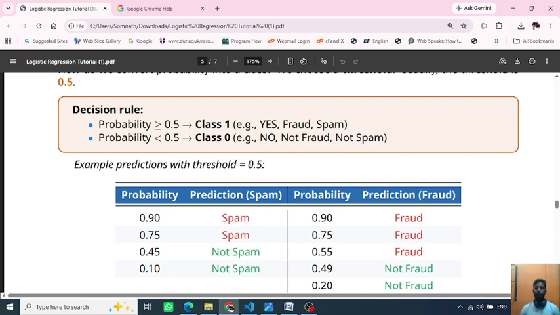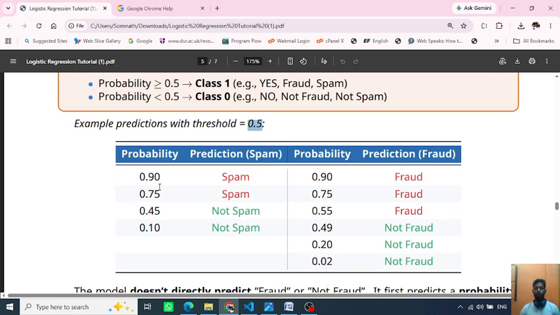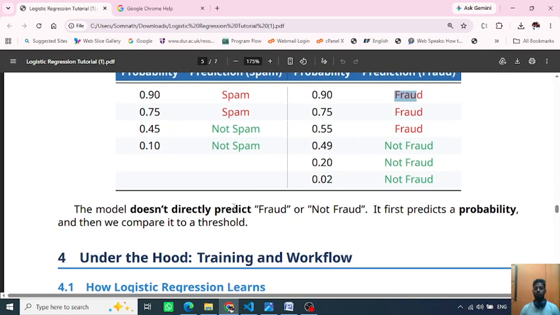So the threshold is 0.5. Based on the probability and our threshold value, we just predict fraud and not fraud, right? So the model does not directly predict fraud or not fraud. It first predicts the probability and then compares it to the threshold, and finally it gives the output whether fraud or not fraud, like this.